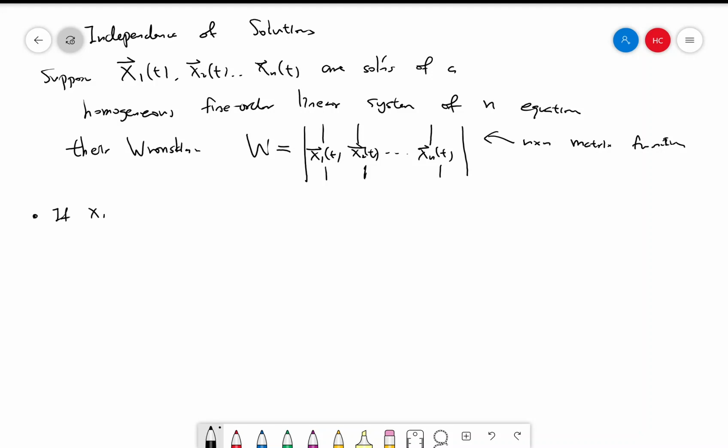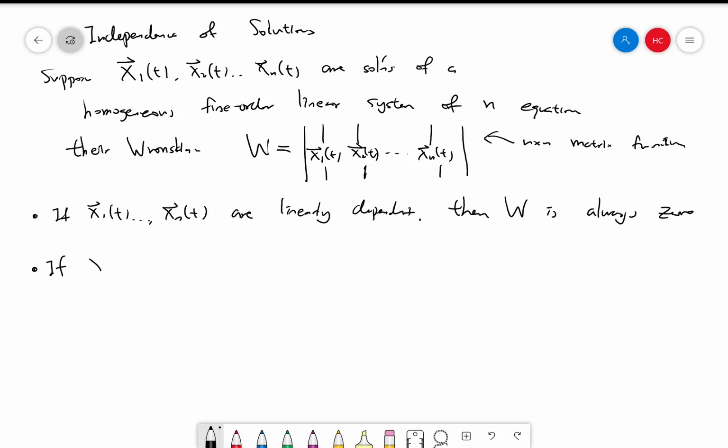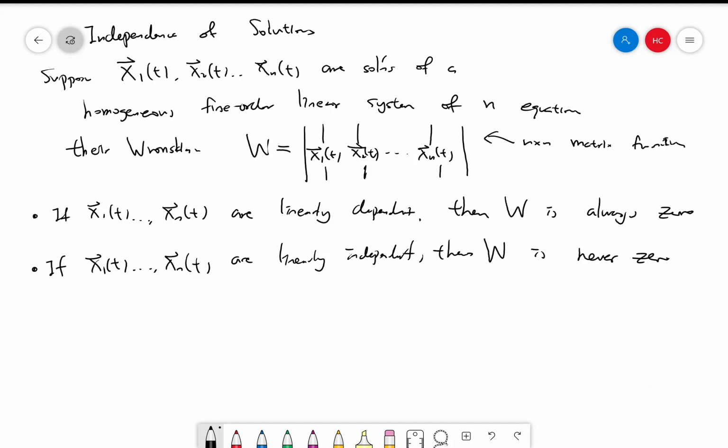So there are two cases. If they are linearly dependent, then the Wronskian is always 0. And the other case is if they are linearly independent, then their Wronskian is never 0. All right, so that's about independence of solutions.